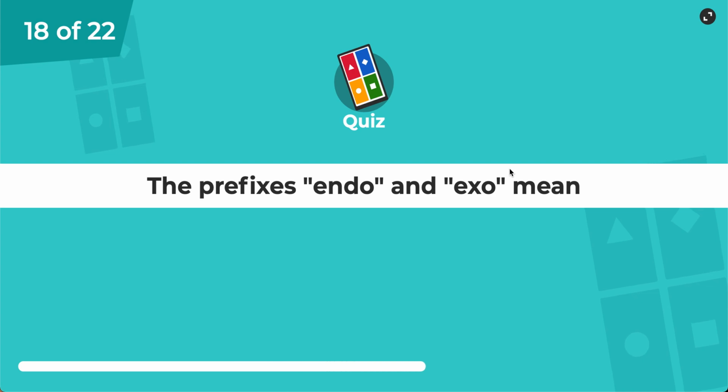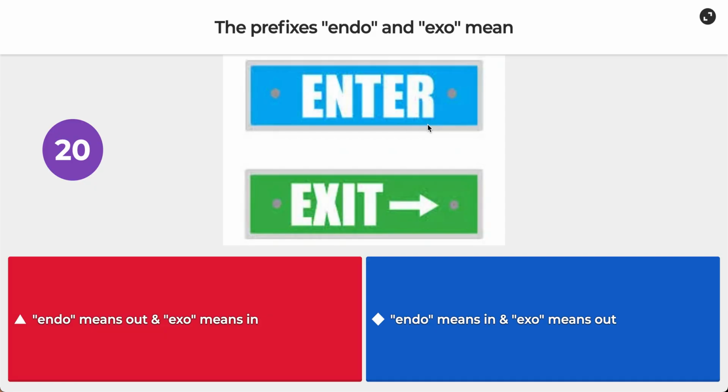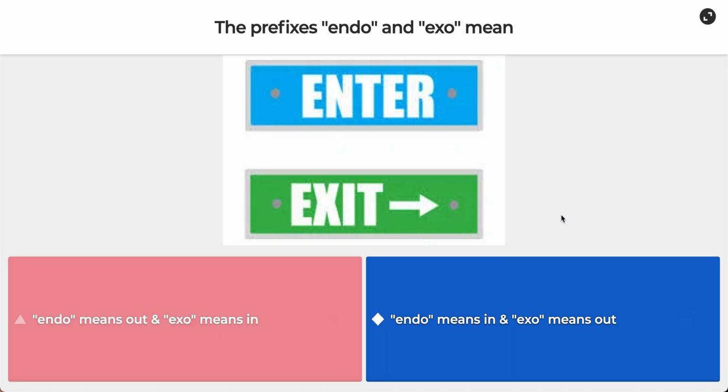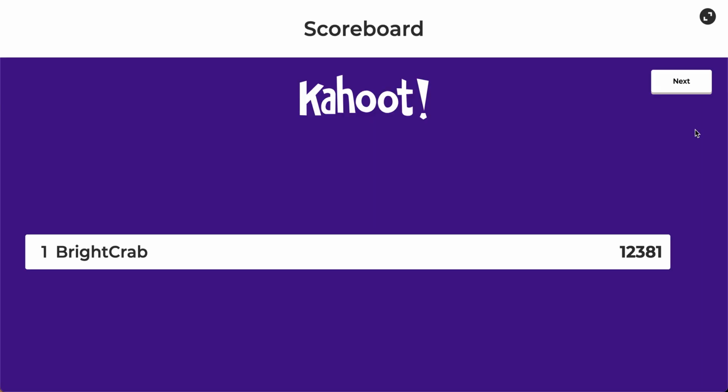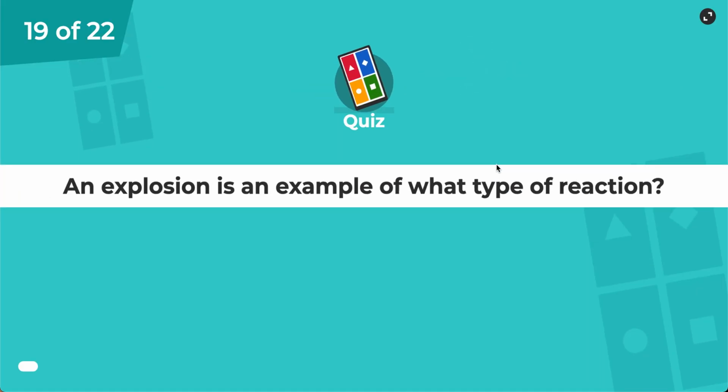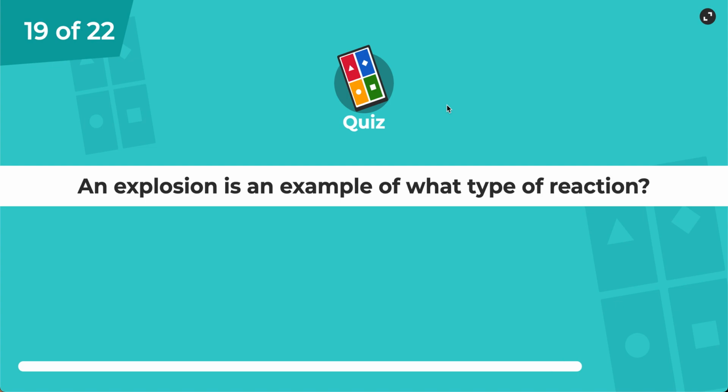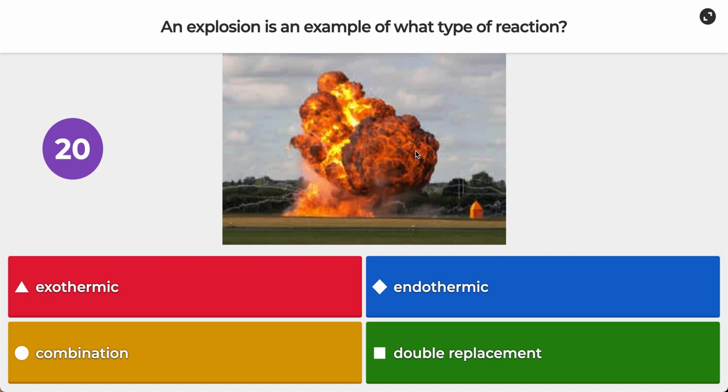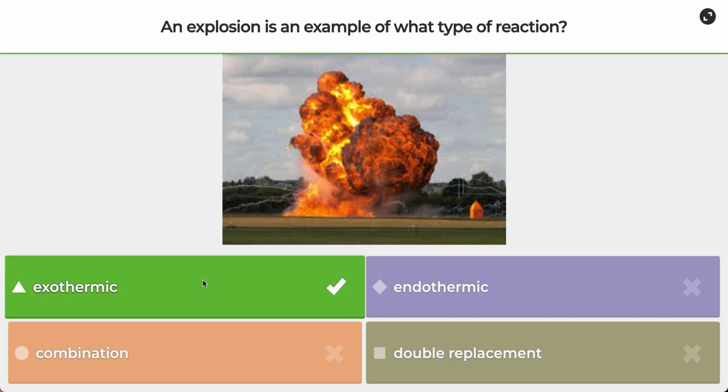The prefixes endo and exo mean what? So remember, endo, enter, exo, exit. So endo means in, exo means out. An explosion is an example of what type of reaction. So if we have an explosion that looks like this, you can see there's fire there. That means it's going to be giving off a lot of heat, and so it would be an exothermic reaction.